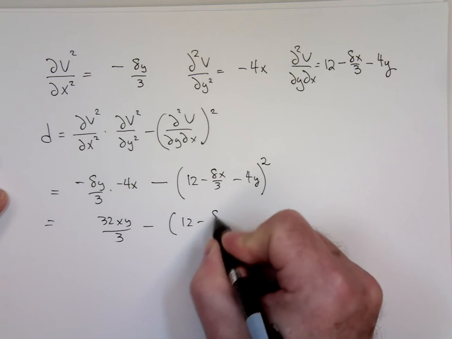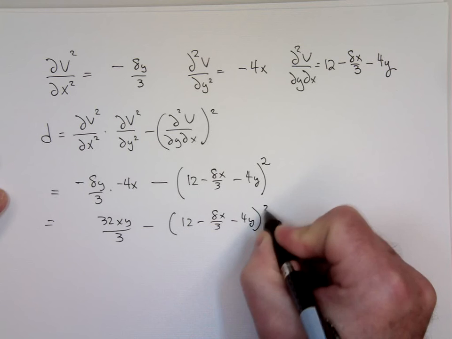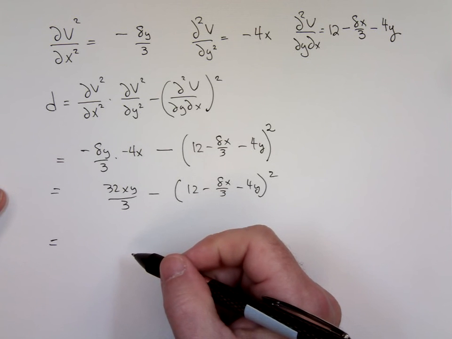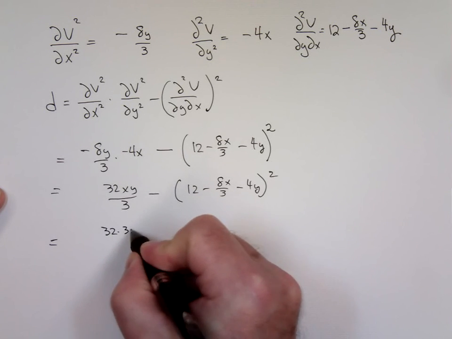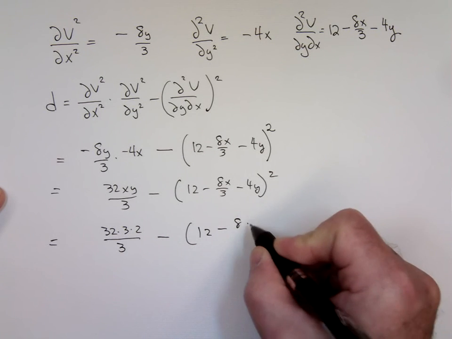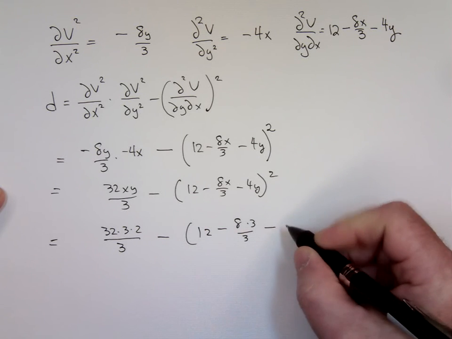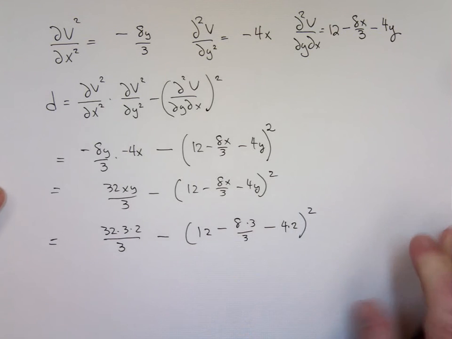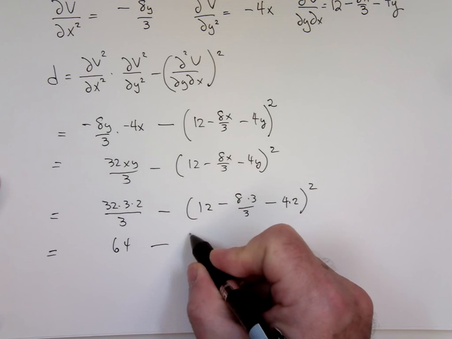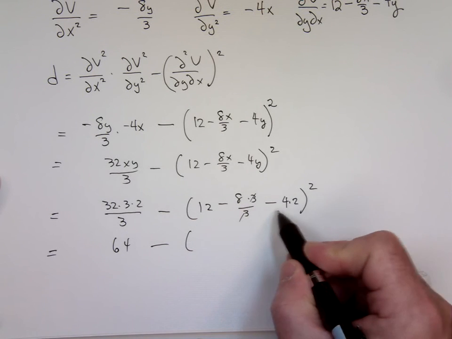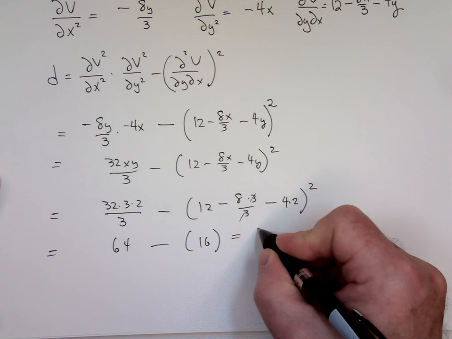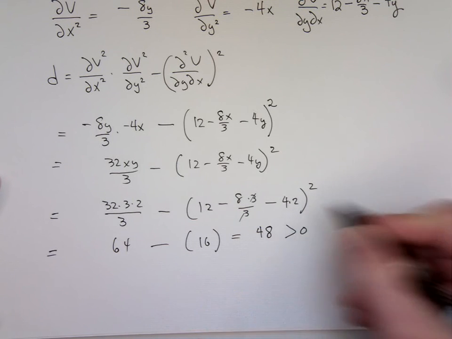Well, let's substitute in. Let's see if I need help. That's equal to x is 3 and y is 2. Oh, that's not bad. No, I don't need help on this. With x is 3 and y is 2, this is 64 minus, these cancel, 4 minus 8, negative 4 squared, 16. That's 48. Greater than 0, that's good. We don't have a saddle point, at least.